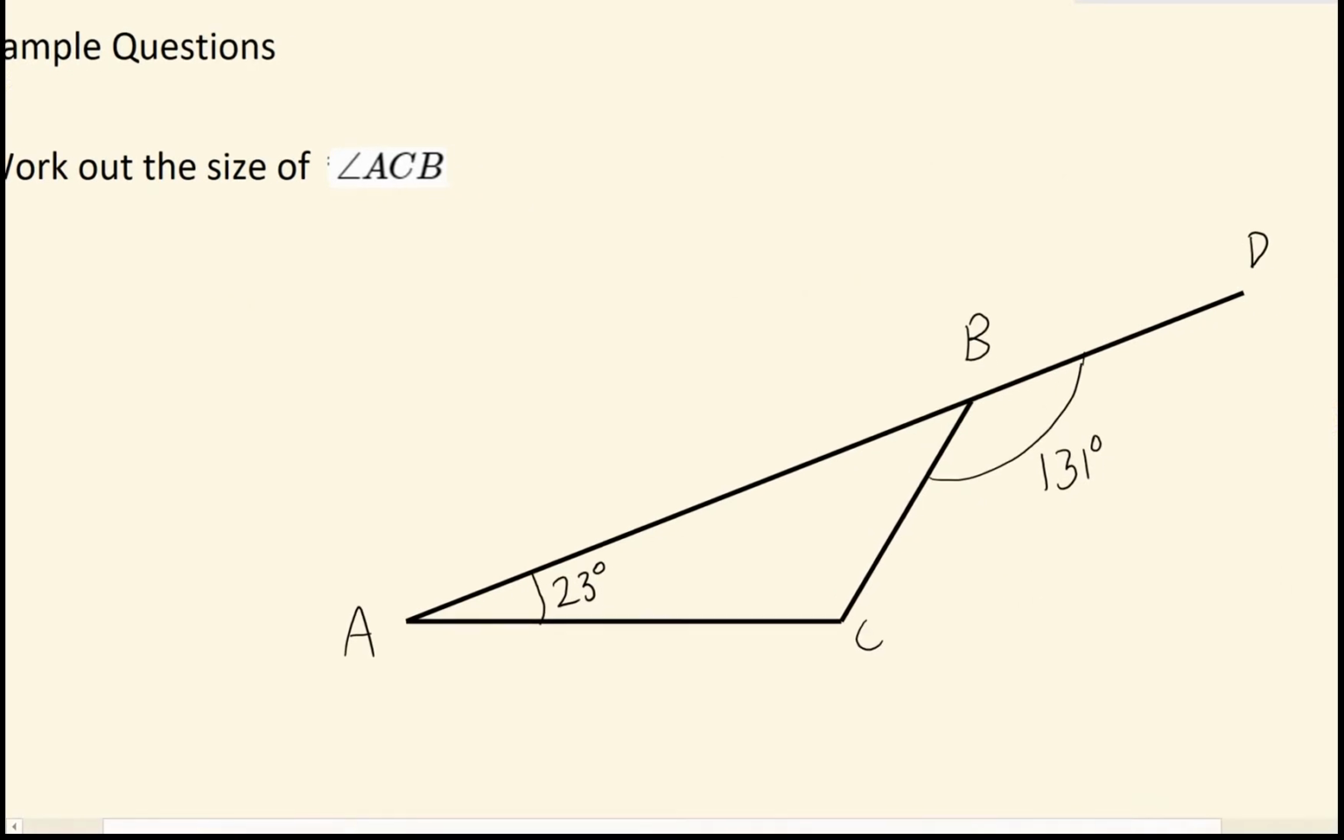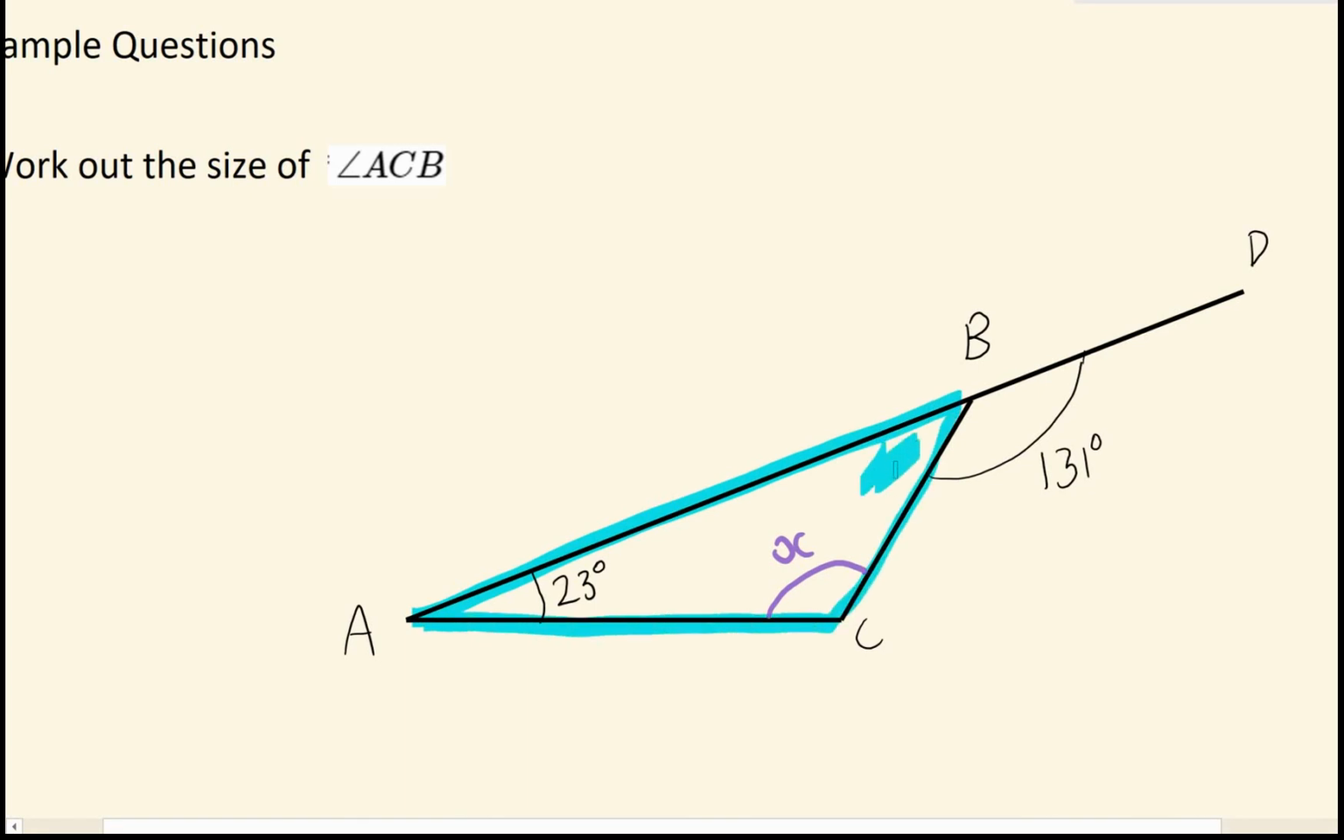Okay, last example. Here again, we want the size of angle ACB. So we start at A, you go to C, and then you go on to B. And it's the angle that carves out. So we're asked to work out this angle here. Okay. At first glance, this is slightly harder, because typically we'd use the fact that this triangle equals 180 degrees.